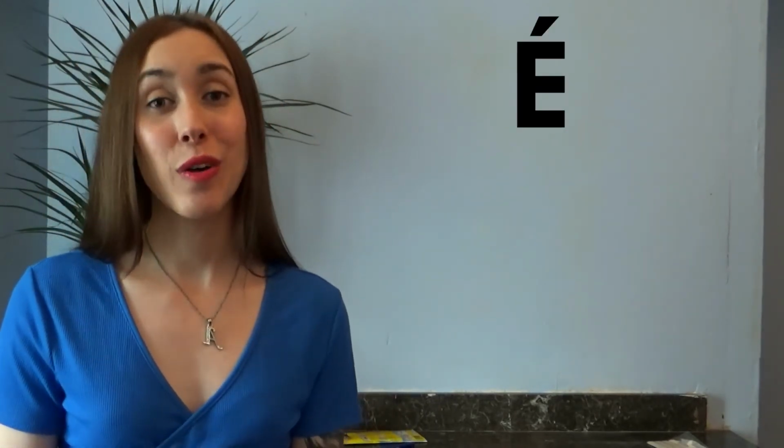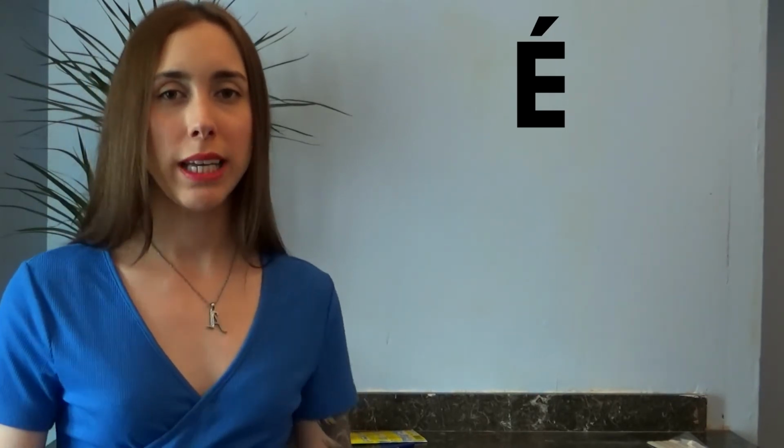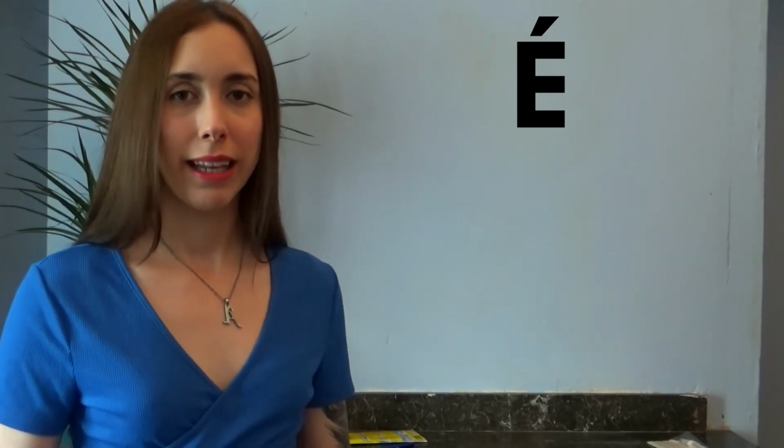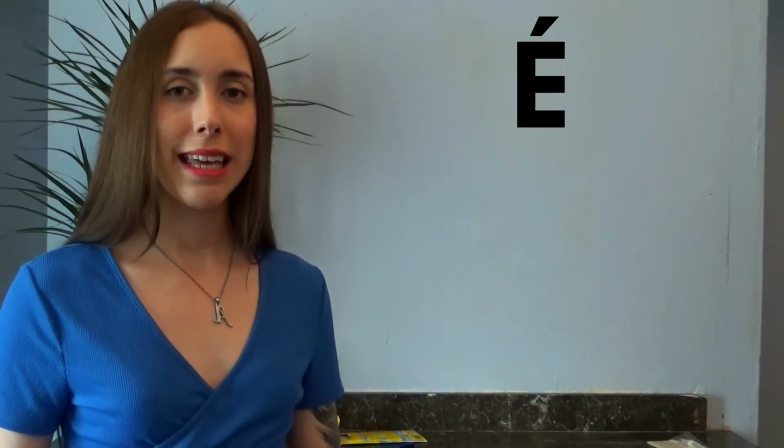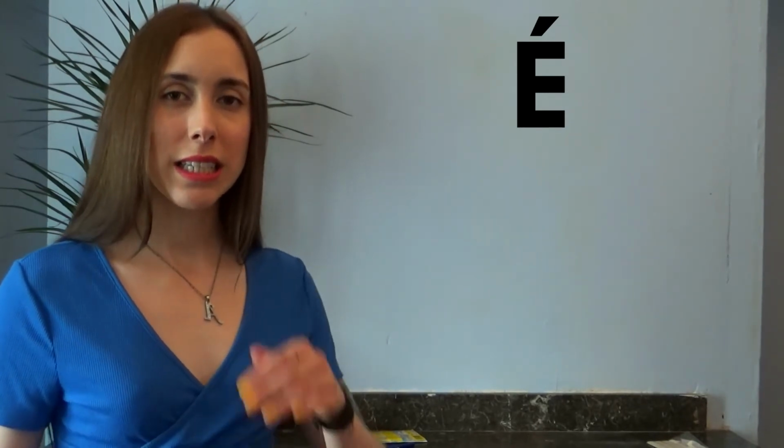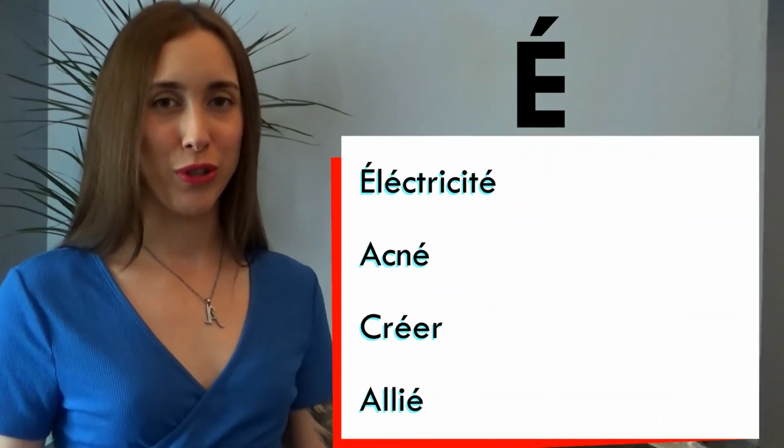Then the E family, I love it because there are so many letters. So the first one, E accent aigu. So this letter is going to make the sound E. You know, it's like a straight curve. E. So let's see some words.